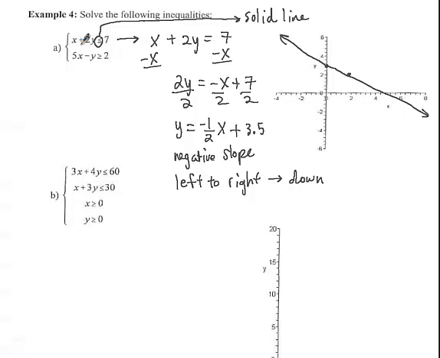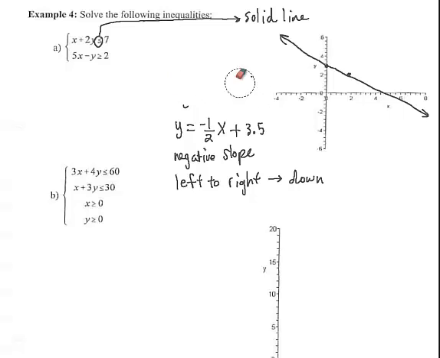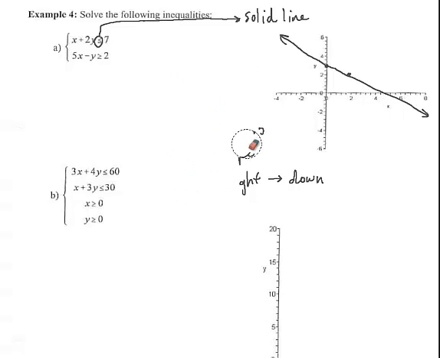So we've completed the first one. We don't want to shade anything yet because we need to consider the second line that we get along with the first one that we just graphed. So let me erase all of this stuff, and we'll do the same for the second inequality.